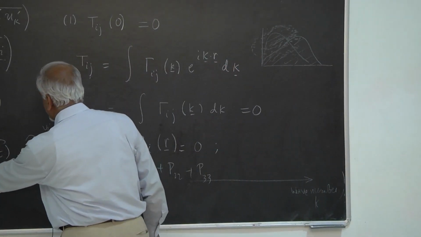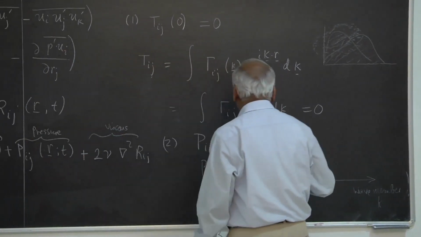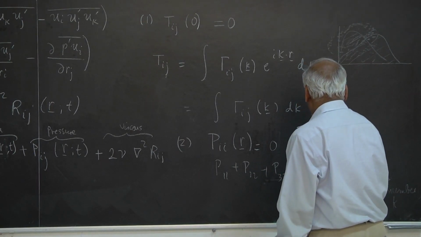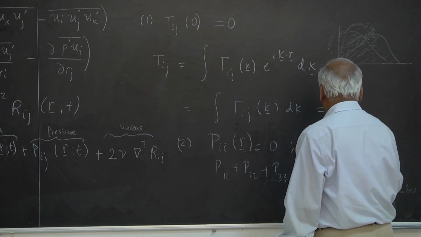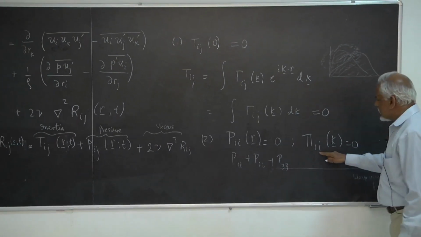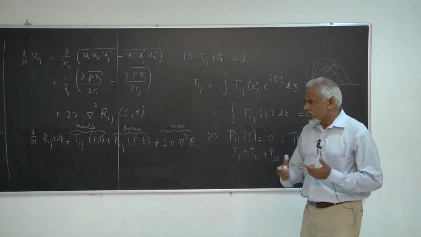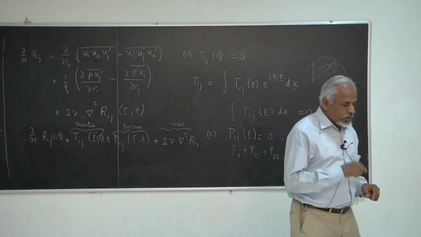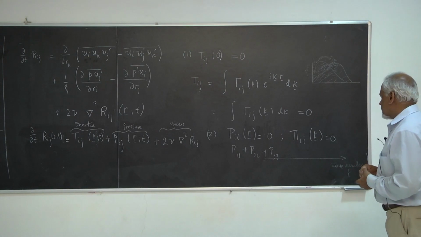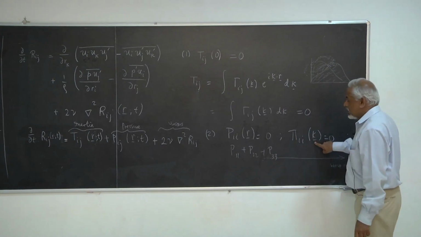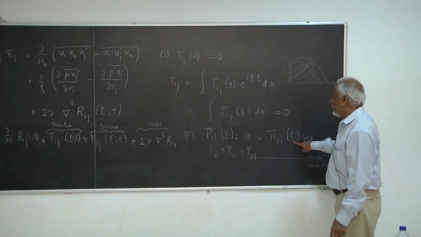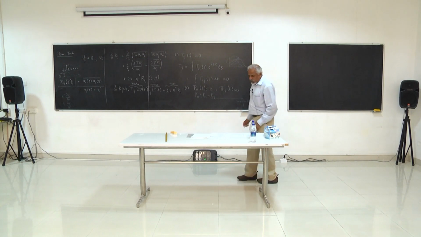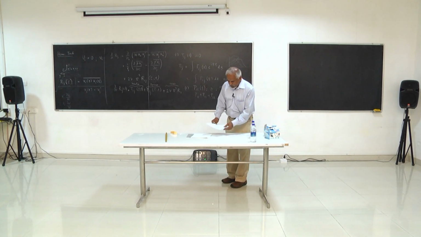In fact, this relation is true. If you define a Fourier transform of this, you can show that it is true for each wave number. So if I define its Fourier transform like pi ij, pi ii at k equals 0 at any k. That means the pressure effects not only distribute energy among the three components of energy, but they do it for each wave number. You see, so it's a very special effect of the pressure.